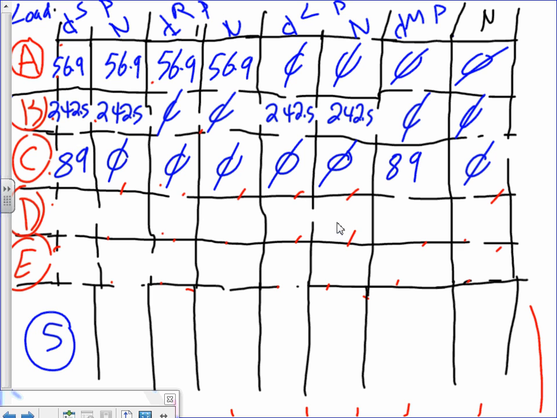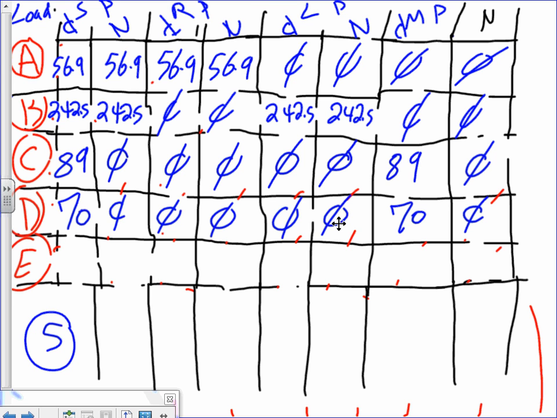This is step C. Step D. What was D again? Motors. Are all my motors three-phase? Well, look at them. Are all my motors three-phase? Oh, yeah. Is there anything under the neutral then? No. So 17, 0, 0, 0, 0, 0. Mechanical equipment, 70 and 0. The neutral will be 0.